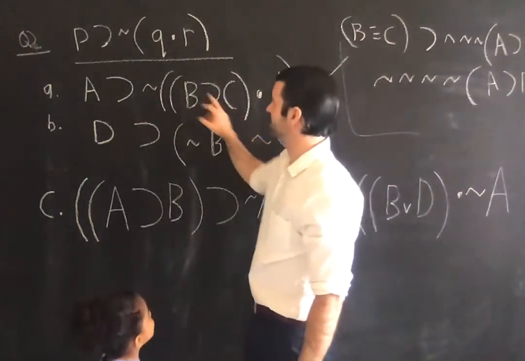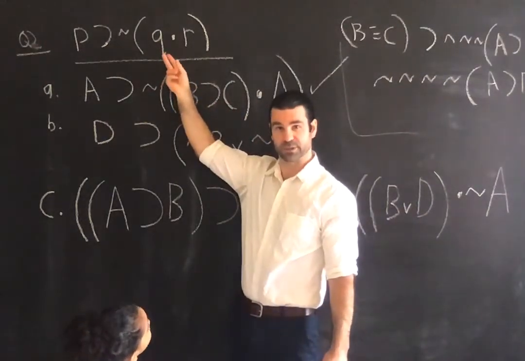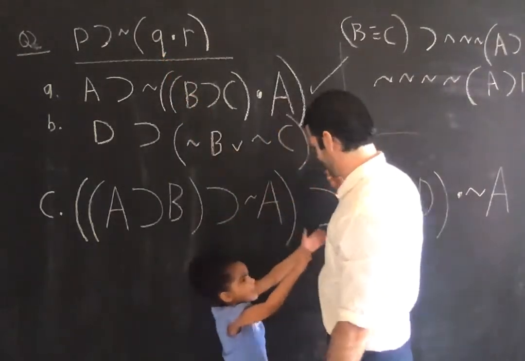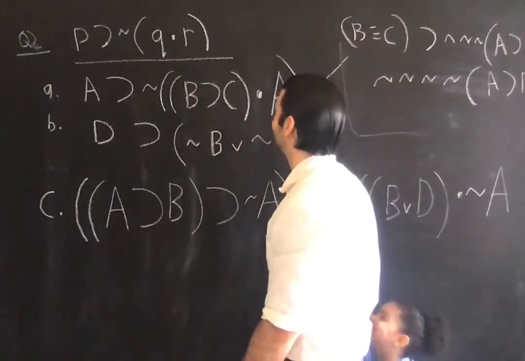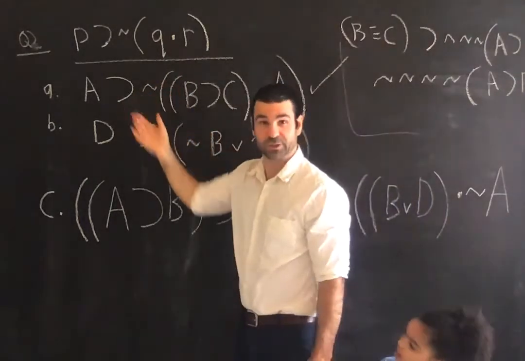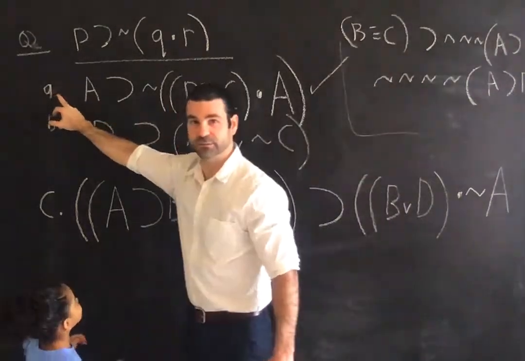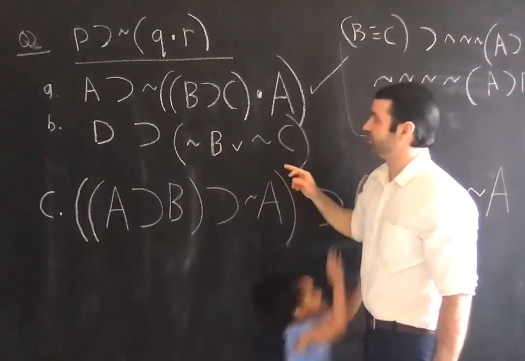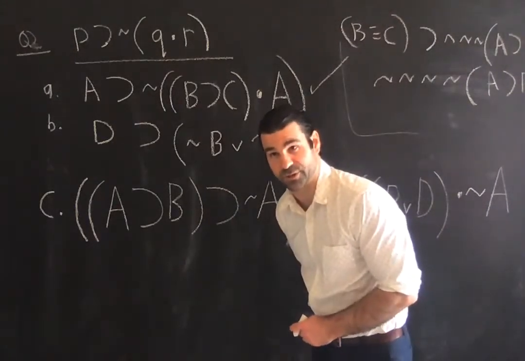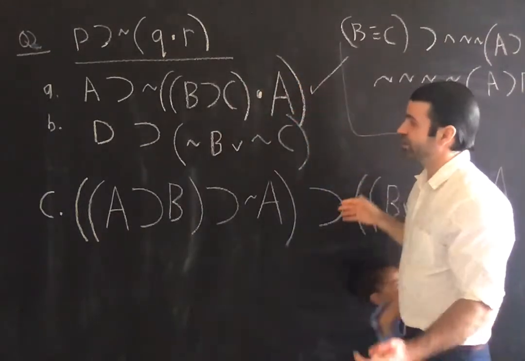So yes, that is of the form, right? B hook C is my substitution instance for the statement variable Q, right? So yes, that is of the form. The answer to the question for statement A: is it a conditional where the consequent is a negated conjunction? Yes, it is. Okay, moving on.